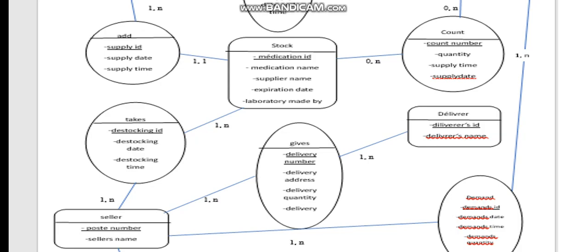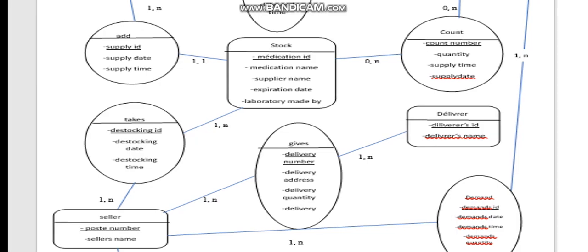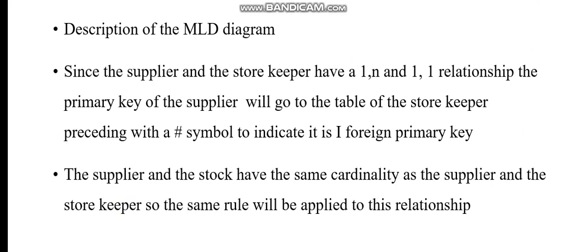So we are going to talk about another type of diagram, the MLD diagram. Now we are going to convert these entities and their attributes into tables, into very important stuff that we are going to see next. So this is the description of the MLD diagram.